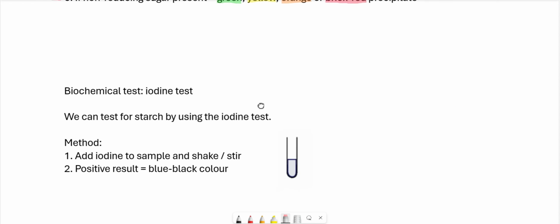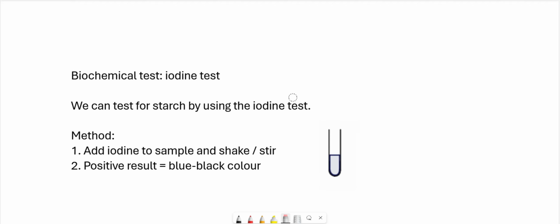One more thing is the biochemical test for starch, the iodine test. Now, how do we test starch? Starch is the polysaccharide that we saw as an example, and we can test it by this test. How do we do it? We just add iodine to the sample and shake and stir. So the first thing you would do is add it to the sample, then you would shake and stir, and then the third bit would be mentioning your positive result. The positive result would be a blue-black color, and that is pretty much it.